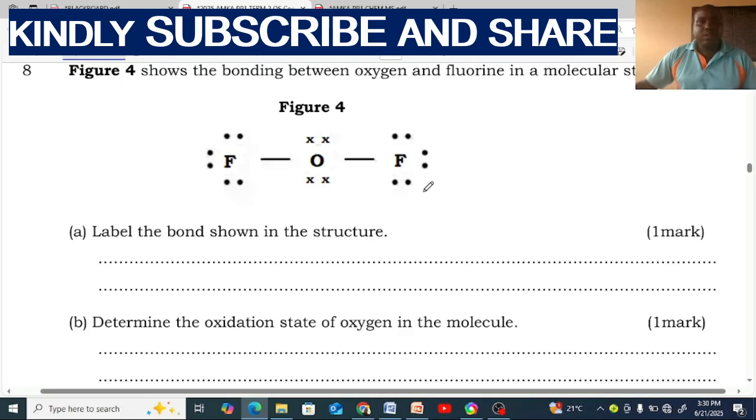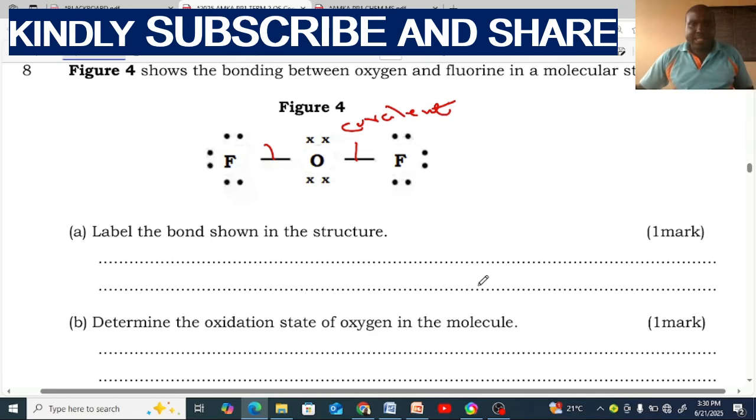The figure below, figure 4, shows the bonding between oxygen and fluorine in a molecular structure. Label the bond shown on the diagram. Which bond is this? This bond here is covalent. You can see this bond here is covalent. The bond is a covalent bond.